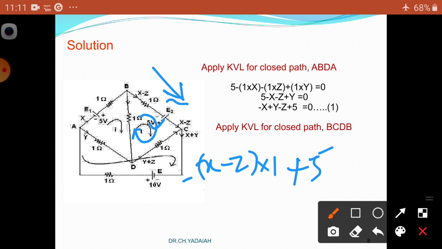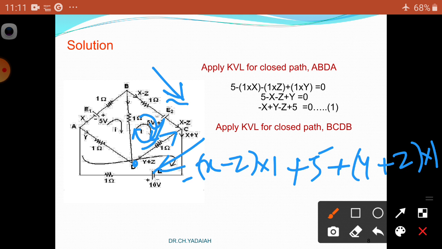Next, C to D, this direction. Here the current direction is this direction, but the loop direction is the opposite direction. Take the positive value. Now plus, you keep it. Then what is the current? The current in this branch is Y plus Z. This is the current in the branch. What is the resistance? Into 1 ohm.